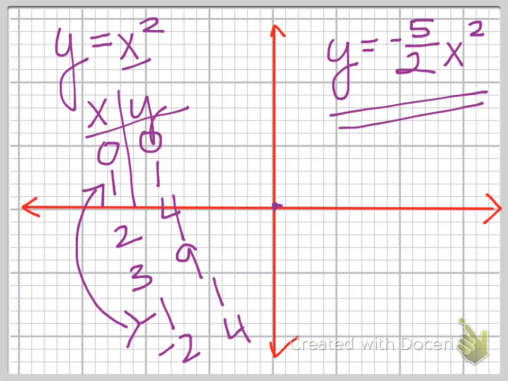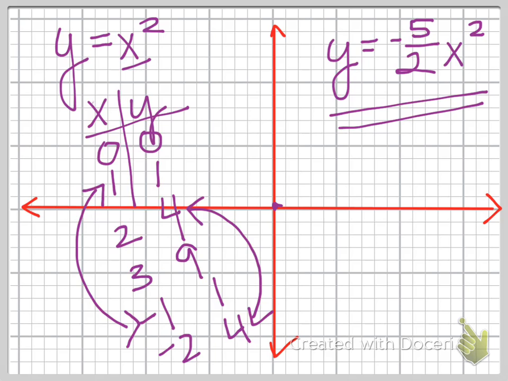And check it out. What about 2? No matter whether x is 2 or negative 2, the output will be 4 because a negative number squared is a positive, just like a positive number squared is positive. So that's nice to know because by finding 1, you already find the others. So let's plot a couple of these.